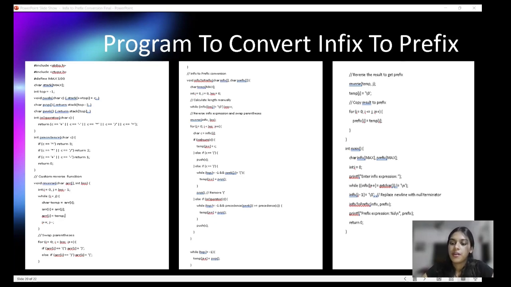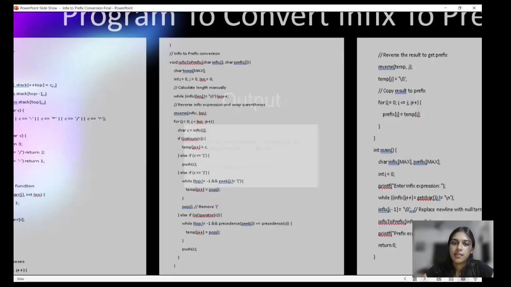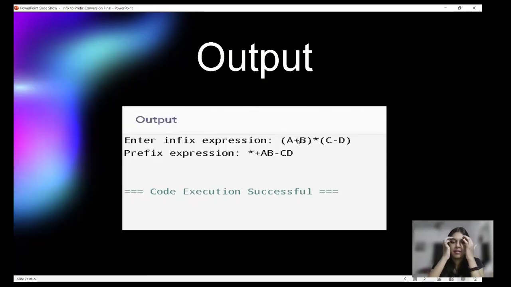Now here is our output for a given example. So I took this example itself and we get our output. Thank you.